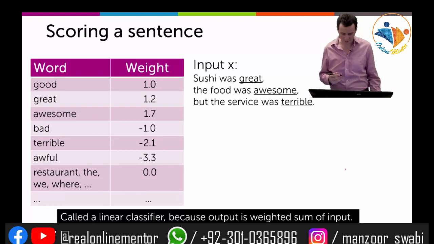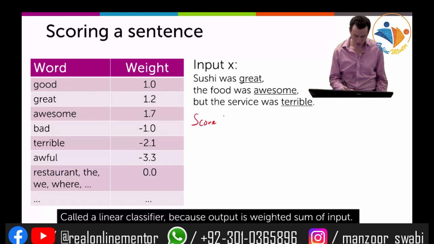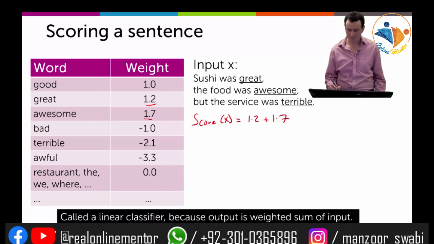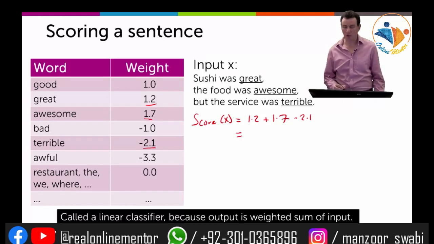Here we use the idea of scoring. So for example, take the sentence: The sushi was great, the food was awesome, but the service was terrible. Let's score that sentence. So we're going to compute the score of the input sentence x. In this case, from great you get positive 1.2, from awesome you get another 1.7, but from terrible you get a minus 2.1. And so the grand total here is 2.9 minus 2.1, which is 0.8.